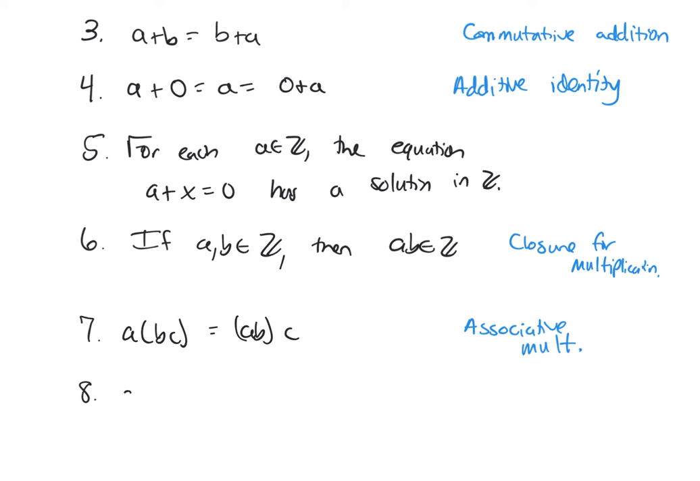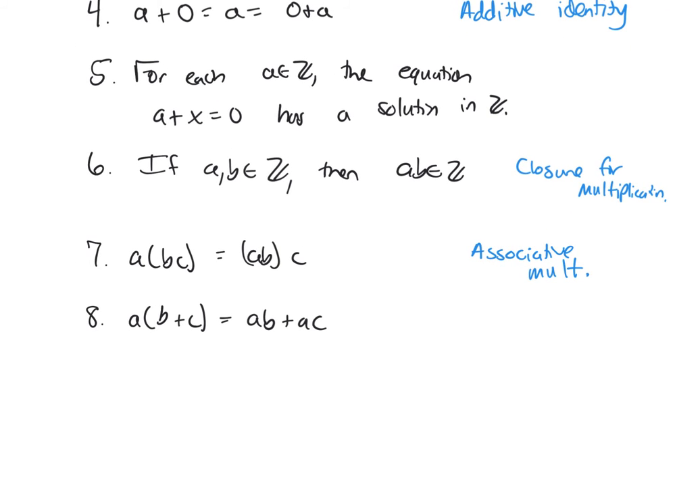If I take a times b plus c, this is the same thing as ab plus ac. So you can distribute out the a. You can also distribute out on the back end. So if you have a plus b times c, this is ac plus bc. So these are called distributive laws.